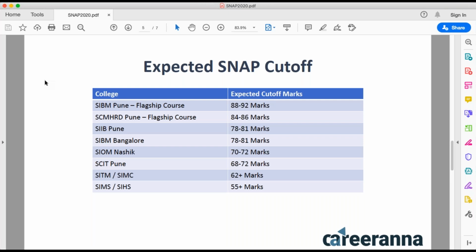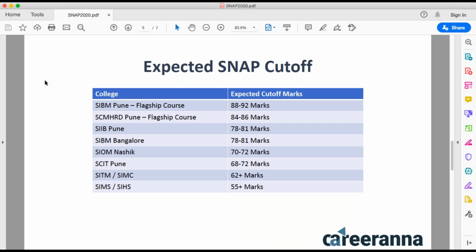But say if you are looking out for a typical MBA program, and you are ready to only go for the best colleges, and you don't want to go for slightly tier 2 colleges, you can just apply for SIBM Pune, SMHRD Pune. The first list of backup in your case should be SIIB Pune and SIBM Bangalore. If you are coming from an electrical, mechanical or civil background and you want to do MBA in operations, probably you can keep SIOM Nasik as your backup. So that's how you should approach applying for colleges during your SNAP registration.